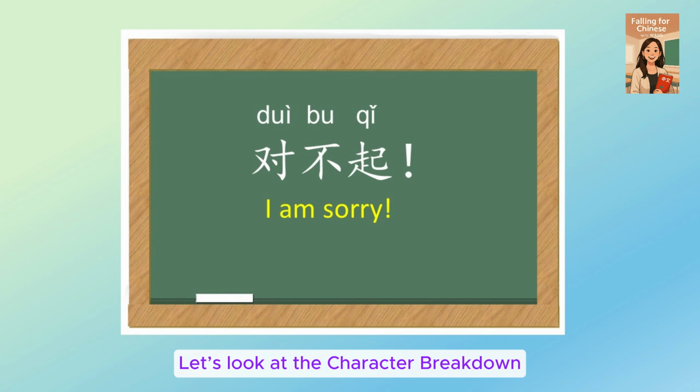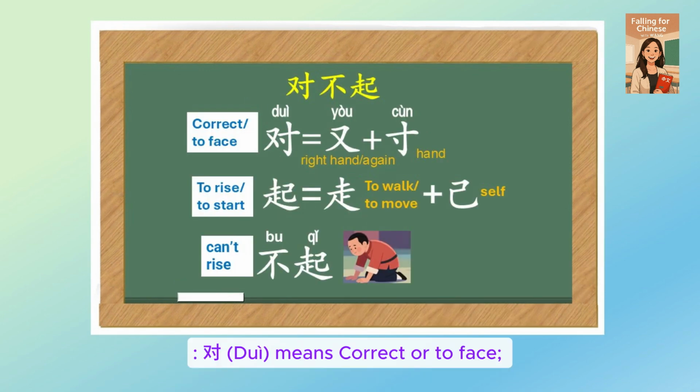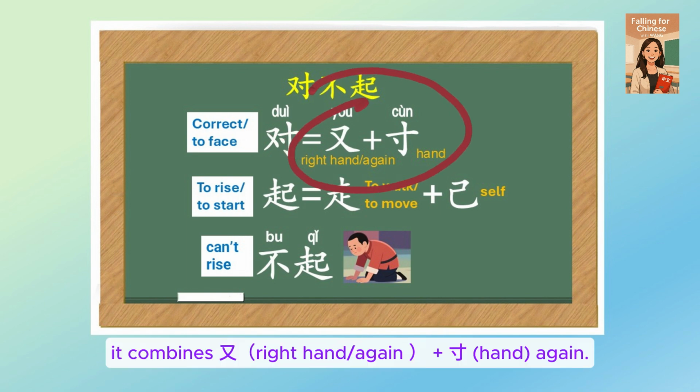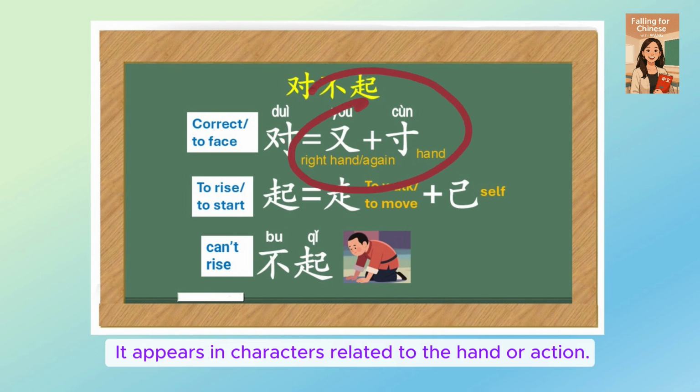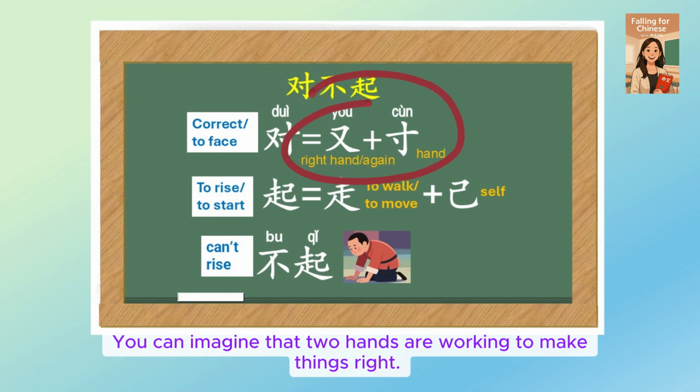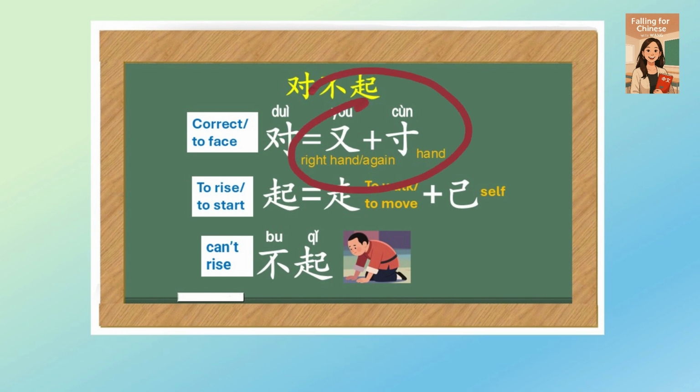Let's look at a character breakdown. 对 means correct or to face. It combines 右 plus 寸 again. Do you remember what 寸 means? it appears in characters related to the hand or action. You can imagine that two hands are working to make things right.